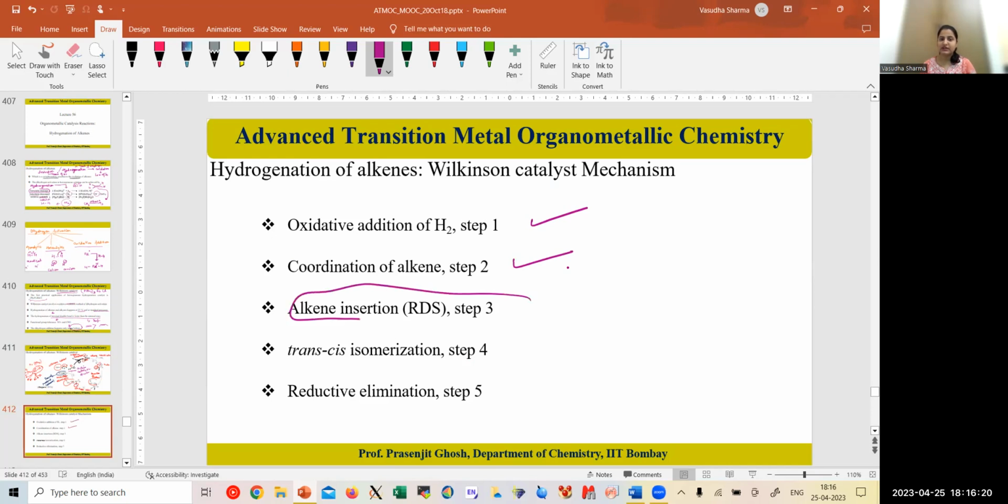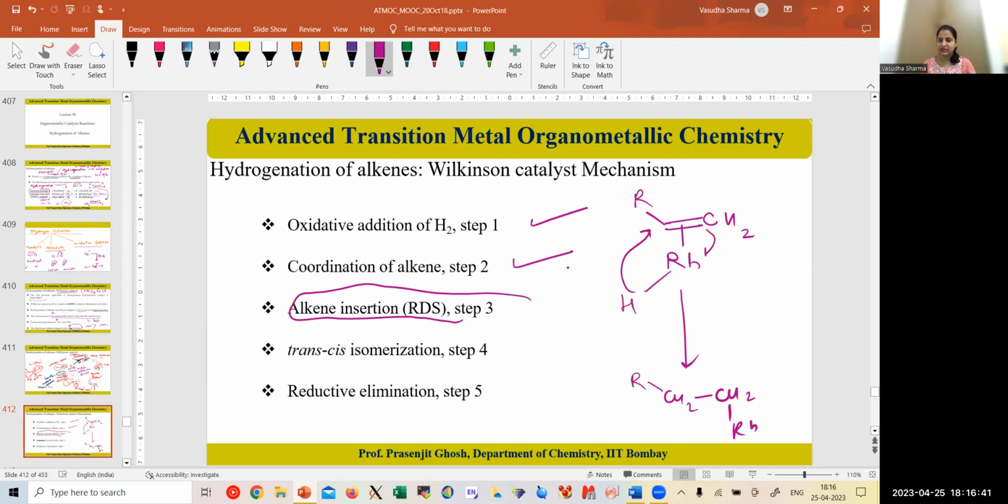Alkene insertion, that we have just seen. Once that alkene is formed, we have this rhodium, and it is occurring as RCCH2 and it is having hydrogen. Now the next step was to have RCH2CH2 and rhodium. So this is attacking here and this is attacking here. So this step is the rate determining step where, from the coordination, it has to get inserted with the rhodium.